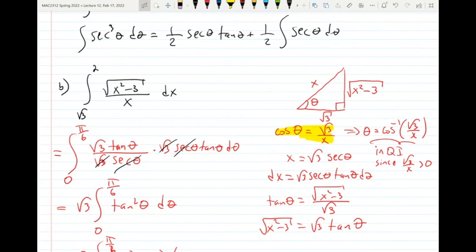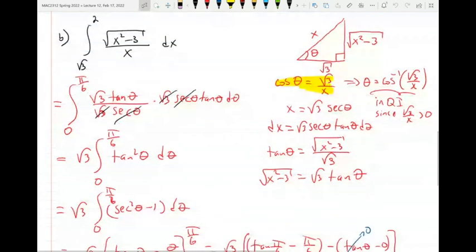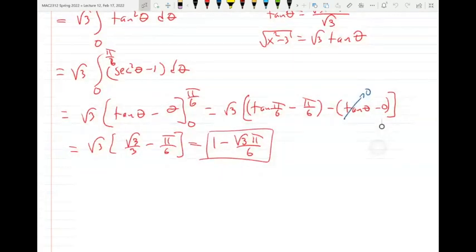But just think about it. The cosine of what gives you 1? That's 0. That's where the 0 came from. Then I do the same thing. When x is 2, I get square root of 3 over 2. So we're doing inverse cosine of square root of 3 over 2. And that is pi over 6. All right. Questions?